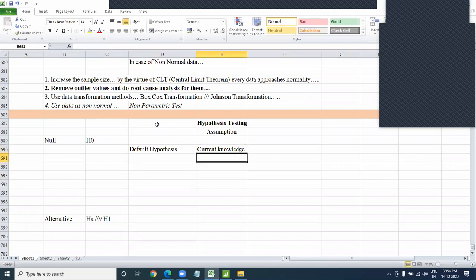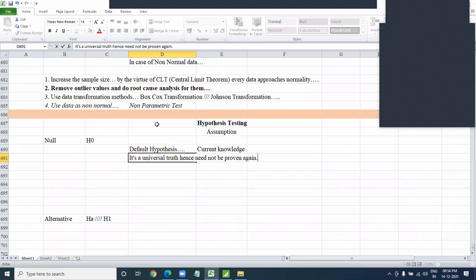I'll explain everything I'm writing here. It's a universal truth, hence need not be proven again. Null always states that there is no relation between x and y. Nothing is correlated. Bottom line.